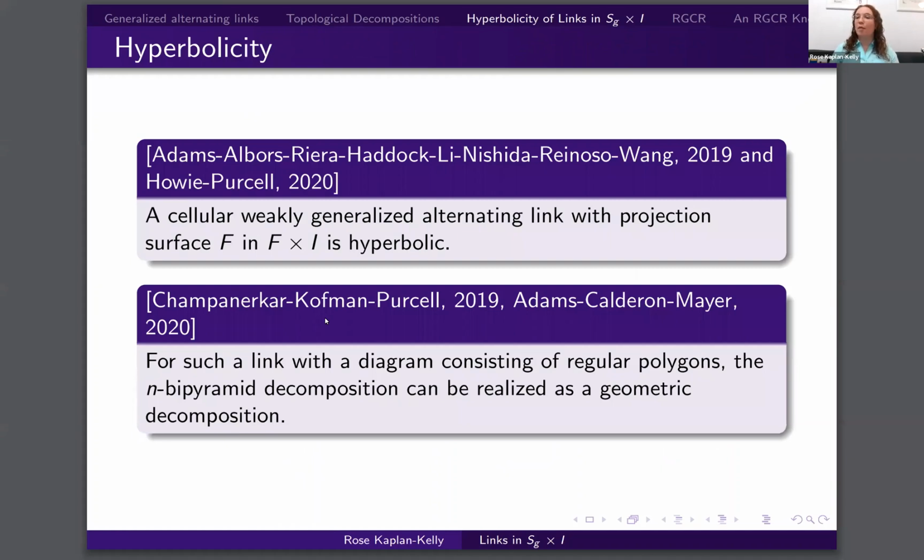So far, we've been talking about topological decompositions of these link complements in thickened surfaces. But we're interested in studying the geometric structure on those complements. So for that, we use the work of Adams et al. and Howie and Purcell. They showed that these link complements are in fact hyperbolic, meaning that they have a complete hyperbolic structure on their complements. Moreover, if our diagram has regular polygons, then that bipyramid decomposition can in fact be realized as a geometric decomposition. So we can get the complete hyperbolic structure on these complements from that bipyramid decomposition when the faces in the link diagram are regular.